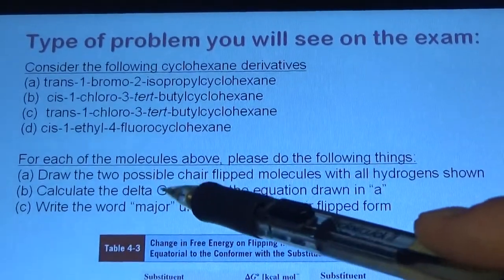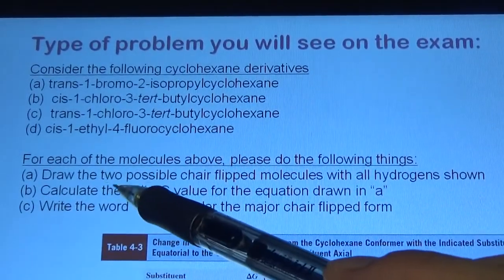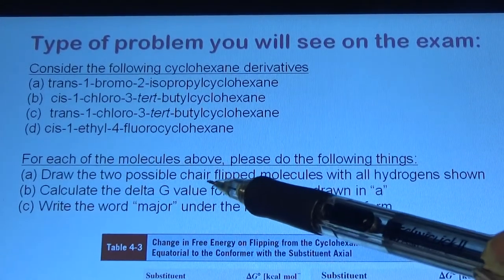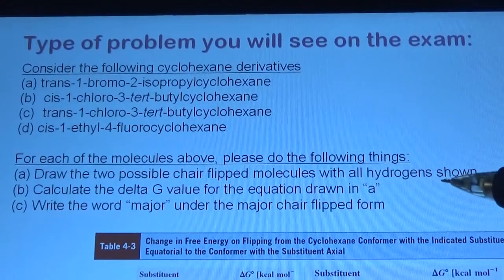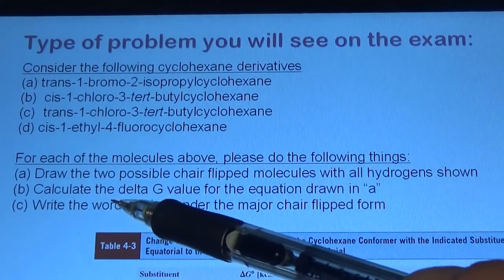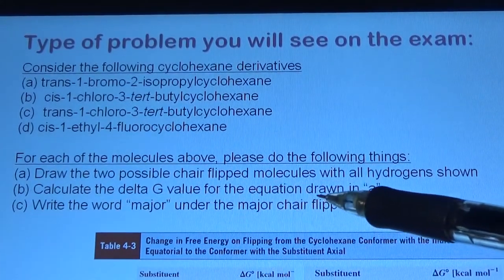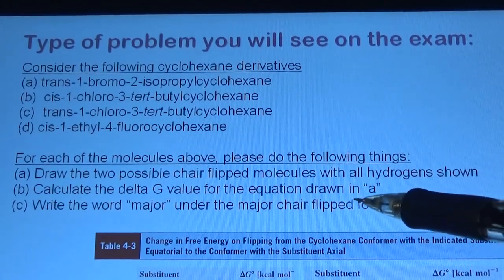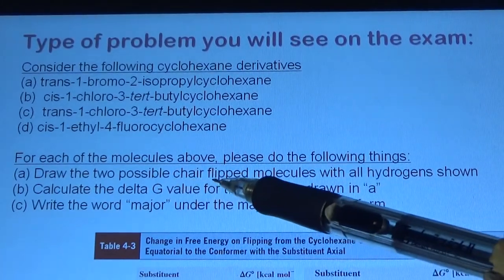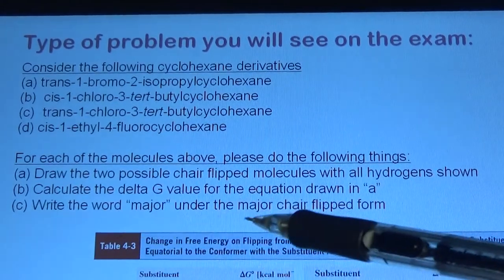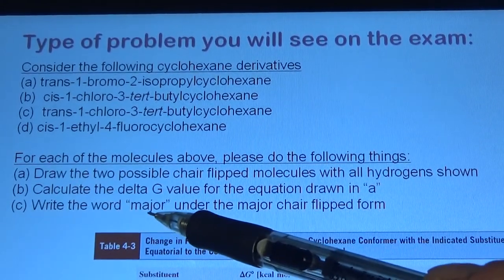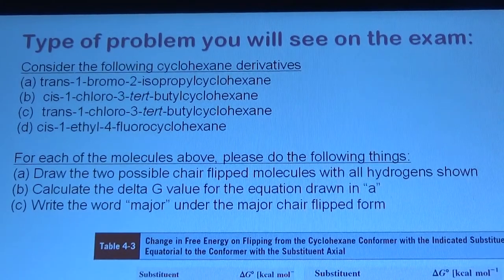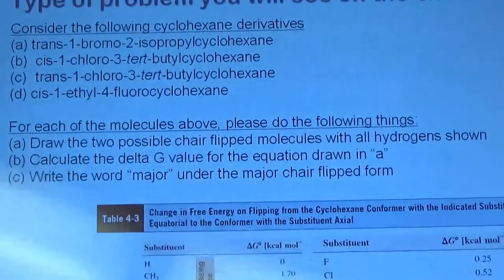So the typical things you'd be doing are, for each of the molecules above, do the following. Draw the two possible chair-flipped molecules with all the hydrogens shown. Calculate the delta G value for the equation shown in A, like up here, and write the word major around the major chair-flipped form. And you also need the delta G value. So these are really good practice problems. All right.